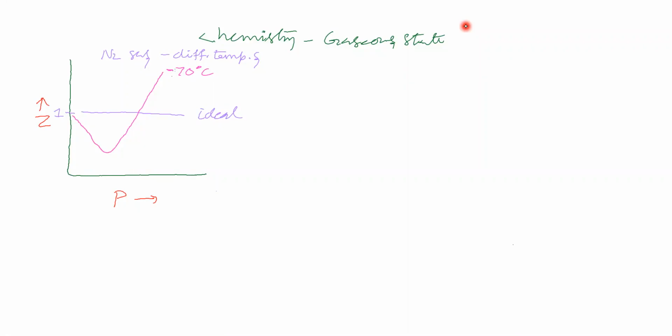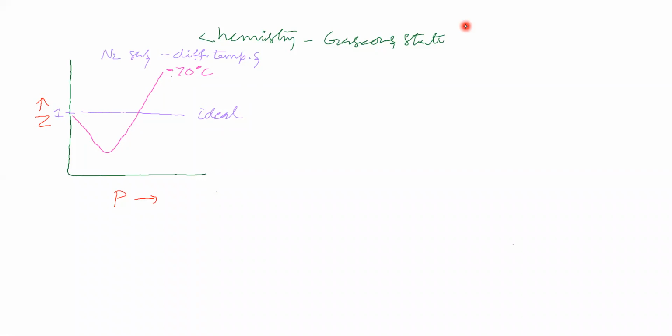Sorry. From here to here we will see. From here to here, Z value goes on increasing. Even then, Z value is less than 1. The magnitude of attractive force decreases. It is in negative deviation. From here to here we will see, Z value increases and Z is greater than 1. So the magnitude of repulsive force increases.